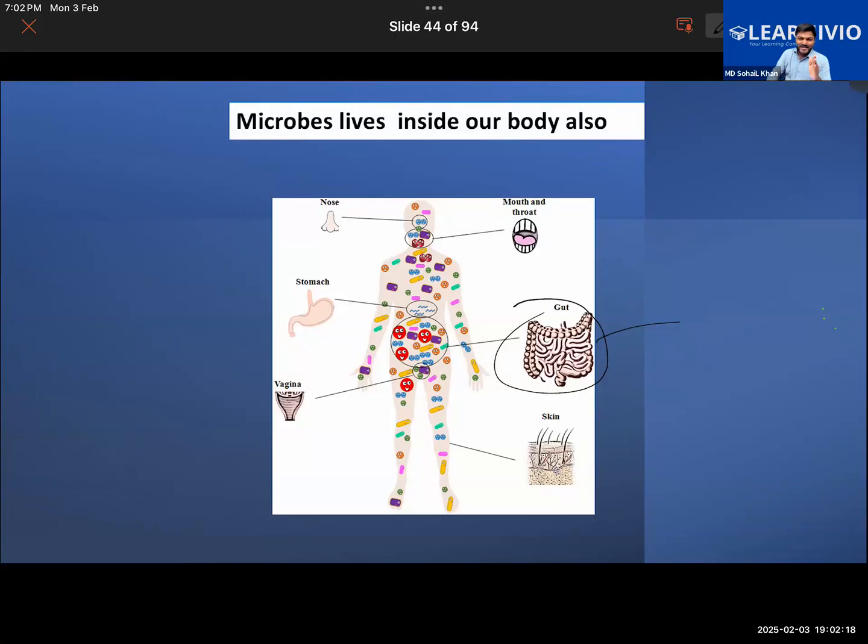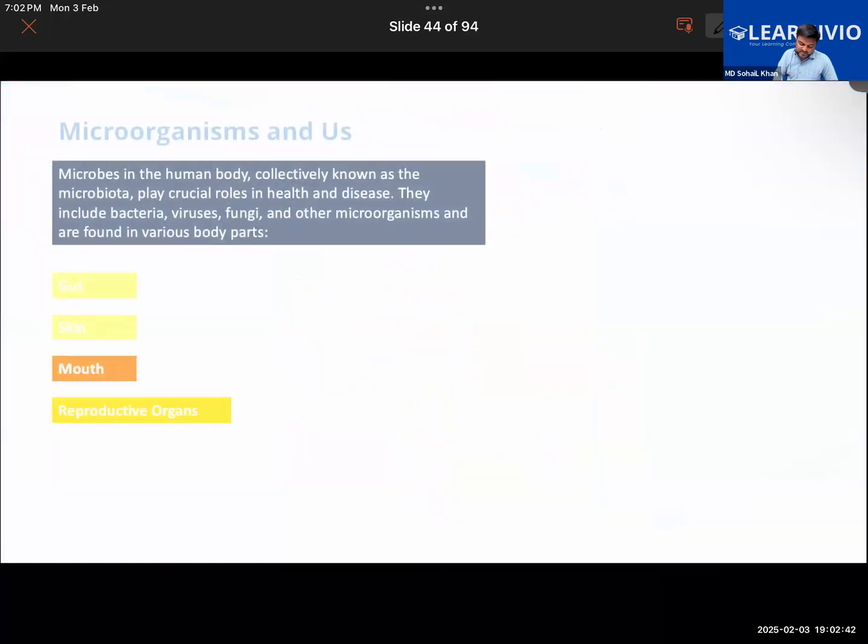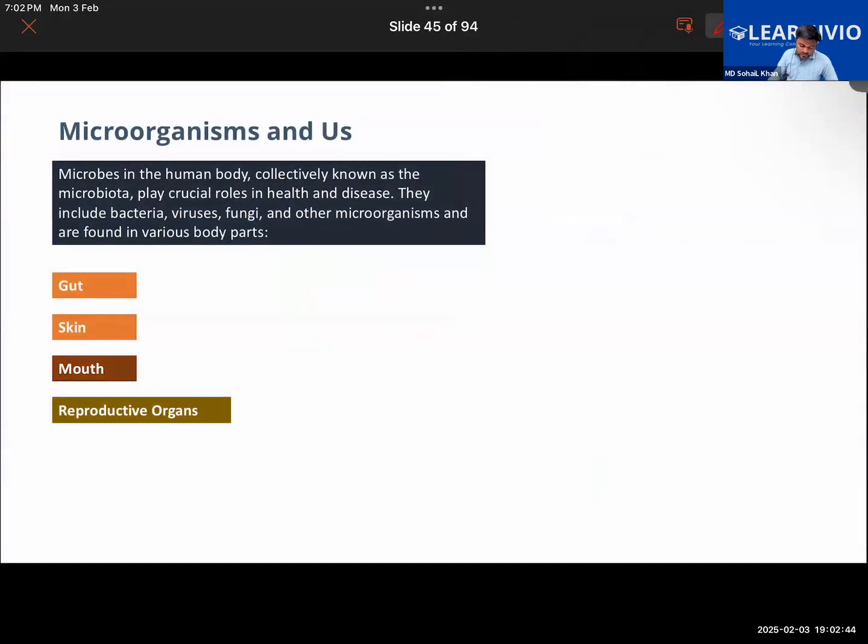Now some of them are healthy also. Some of them are essential for our body. Some of the microorganisms help in the production of vitamins, right? Like vitamin K, your body cannot produce it itself. With the help of bacteria, these kinds of vitamins are generated in our body. So there are some bacteria in our gut that are good. Particularly in the gut, skin, mouth, and reproductive organs, microorganisms are found living.